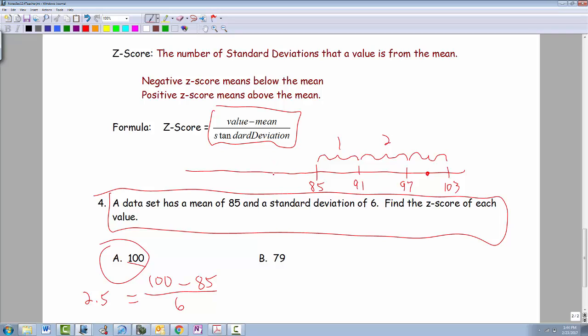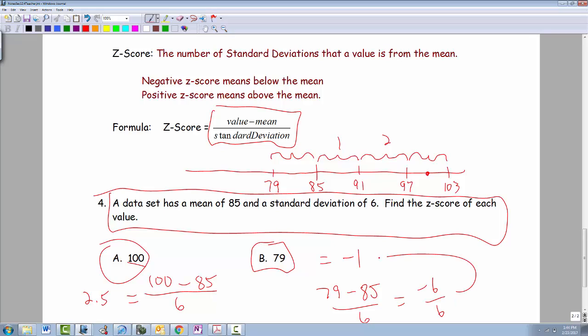Well, let's go backwards 6. What does this end up being? 79. And look at what they ask here. What is the z-score of 79? What is the answer right away? -1 is correct, because it's 1 deviation to the left below. Or 79 minus 85 divided by 6. Right? So that's it in graphical form, I guess.